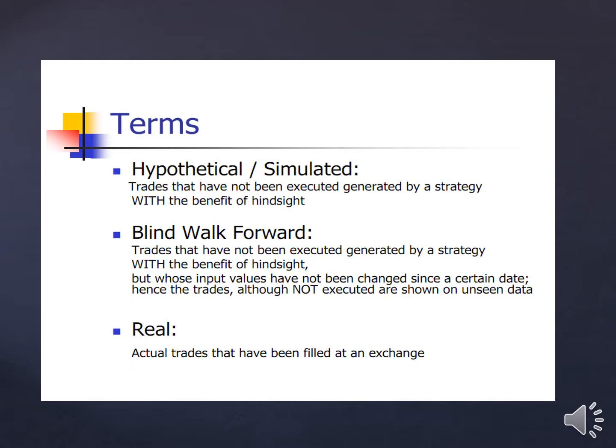Now, the next step I like to do is a blind walk forward. Now, these trades have not been executed either. They're generated by a strategy with the benefit of hindsight. But the input values have not been changed since a certain date. In this case, it's February the 4th, 2016. Hence, the trades, although they've not executed, are shown on unseen data. And of course, the best results are always real results. These are actual trades that have been filled at an exchange.